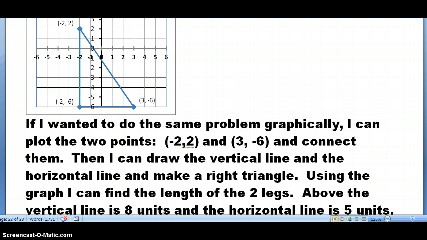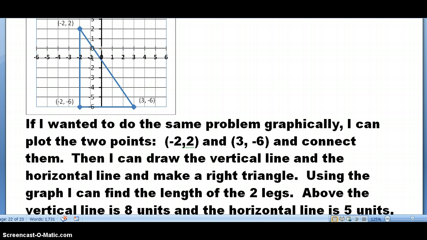Sometimes people like the visual example of graphing it better than going through the formula. I'll show you how to do that. You don't need to know how to do both of them. Pick whichever one is easier for you. So I've graphed the 2 points, (-2, 2) and (3, -6). I formed a right triangle by making that point (-2, -6) down there, and then connecting the dots.